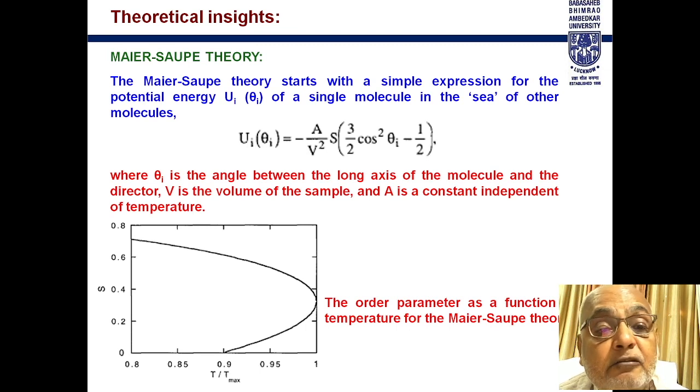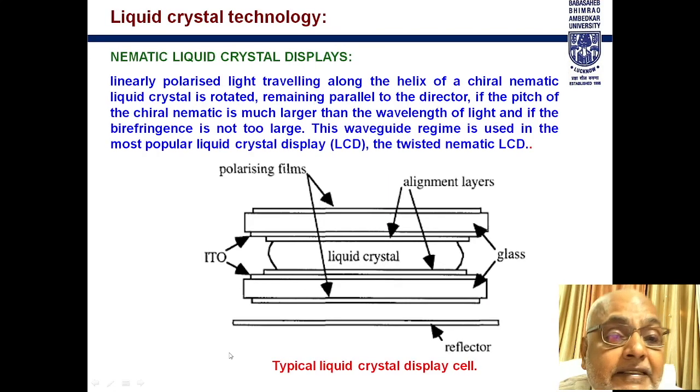Next theory is the Maier-Saupe theory. Maier-Saupe theory starts with a simple expression for the potential energy U_i(theta_i) of a single molecule in the sea of other molecules. And this U_i(theta_i) is equal to this expression, where theta is the angle between the long axis of the molecule and the director, V is the volume of the sample, and A is a constant independent of temperature. This is the order parameter as a function of temperature for the Maier-Saupe liquid crystal theory.